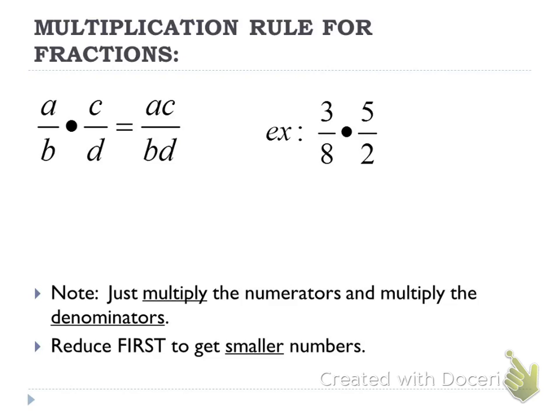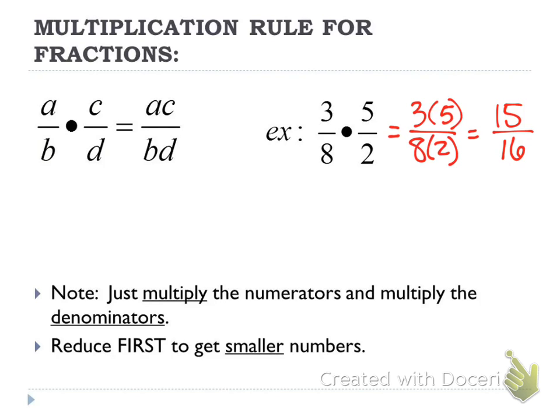So for example, off to the side, we have 3/8 times 5/2. What gets multiplied together in my numerator? 3 times 5. What's 3 times 5? 15. In my denominator, what am I multiplying? 8 times 2. What's 8 times 2?